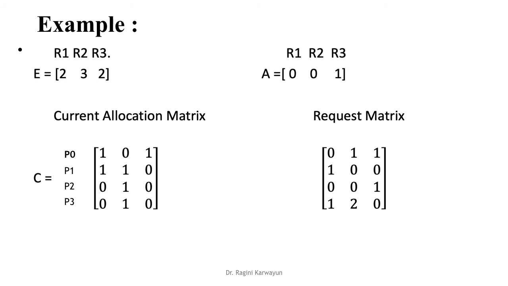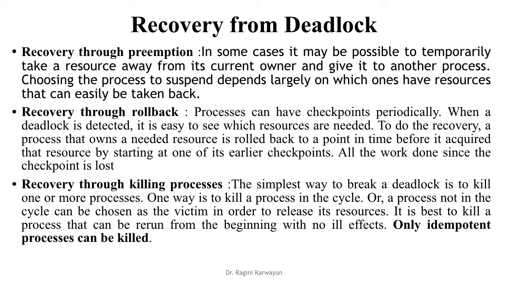So, this is the matrix based method that is used to detect deadlocks in a graph. Now, once the deadlock is detected, we try to recover from it. So, there are three different methods through which we can recover, that is recovery through preemption.